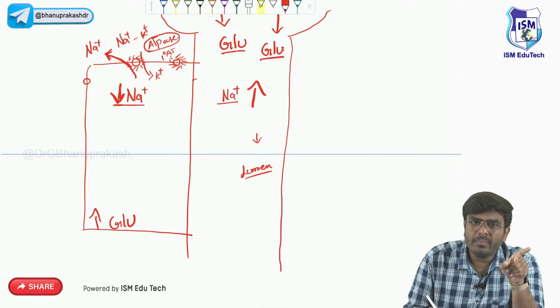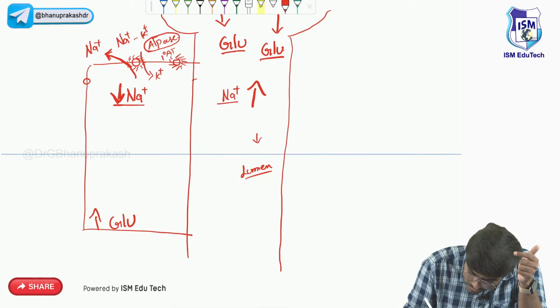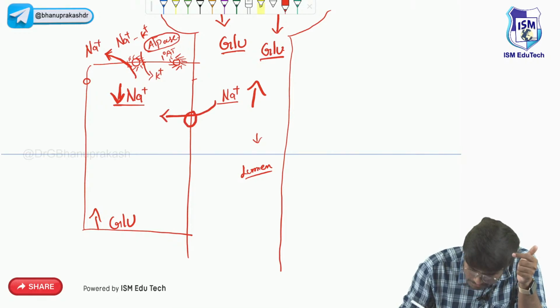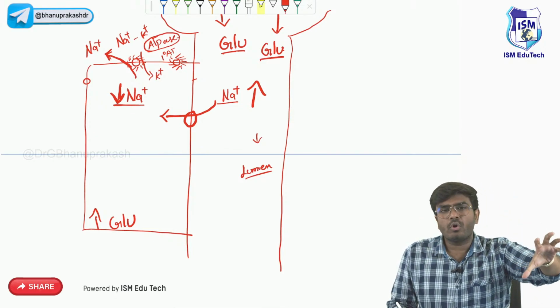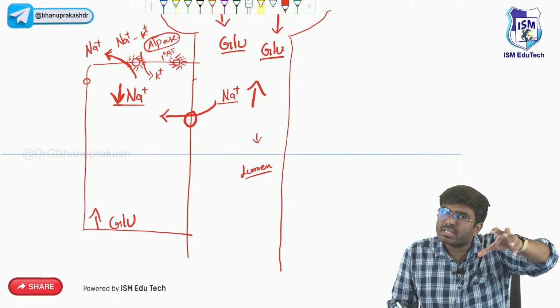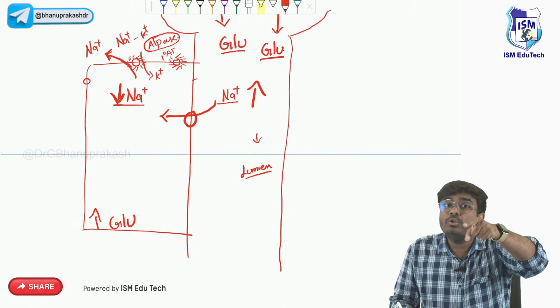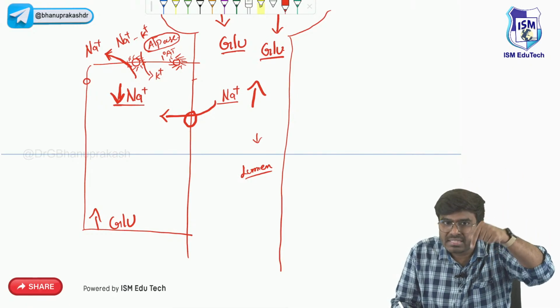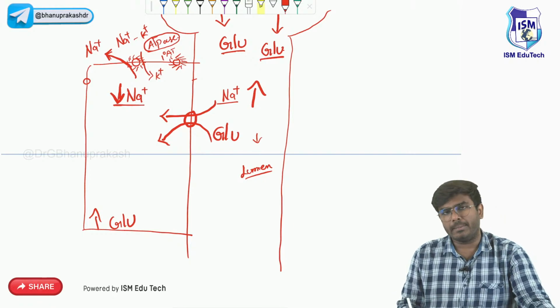So by default, sodium will move from high concentration to low concentration. Okay, so the substance is moving from high concentration to low concentration. Now, whenever something is moving from high concentration to low concentration, energy is released. By utilizing this energy, now the glucose molecule will move along with sodium into the cell.